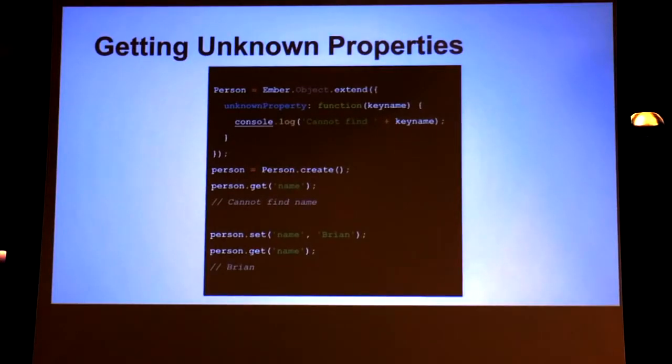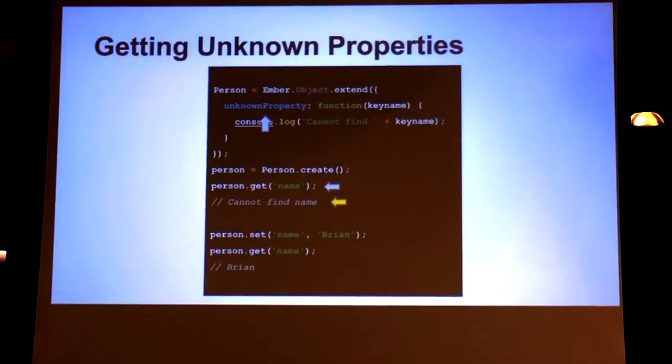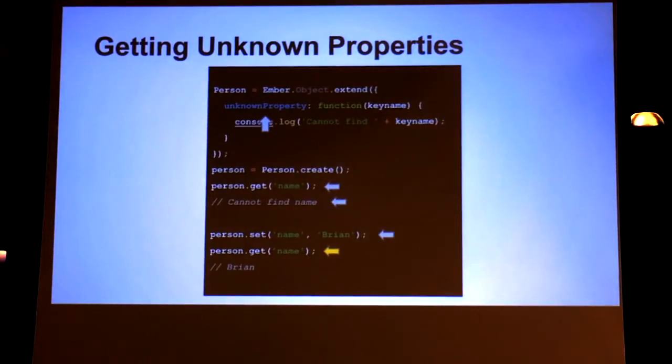So in this case, with unknown property, if we now try to get the name, it doesn't exist yet, so it calls unknown property, and then it passes in the path as the key name into this function. Here I overrode it, and I'm just calling console.log and saying the name, so we see that printed out right here. Second pass around, I set the name to a value, and then I get it, and unknown property is not called this time, it just outputs the value.